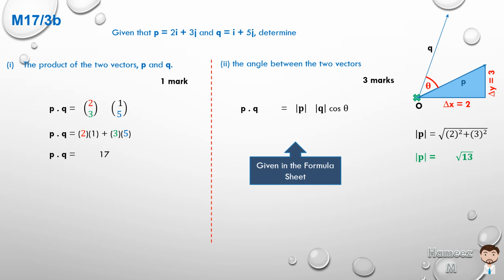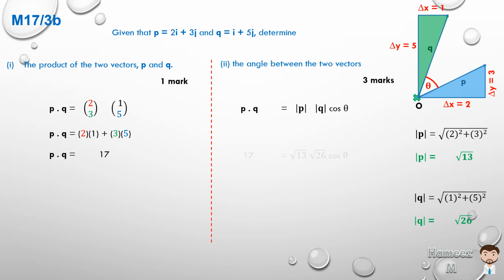And similarly, let's bring up a green right angle triangle to show the vector Q. We know the change in x is 1 because it's 1i, and the change in y is 5 because it's 5j. So using Pythagoras' theorem, the length of Q would be the square root of 1 squared plus 5 squared. So 1 squared is 1, plus 5 squared is 25. 1 plus 25 is 26.